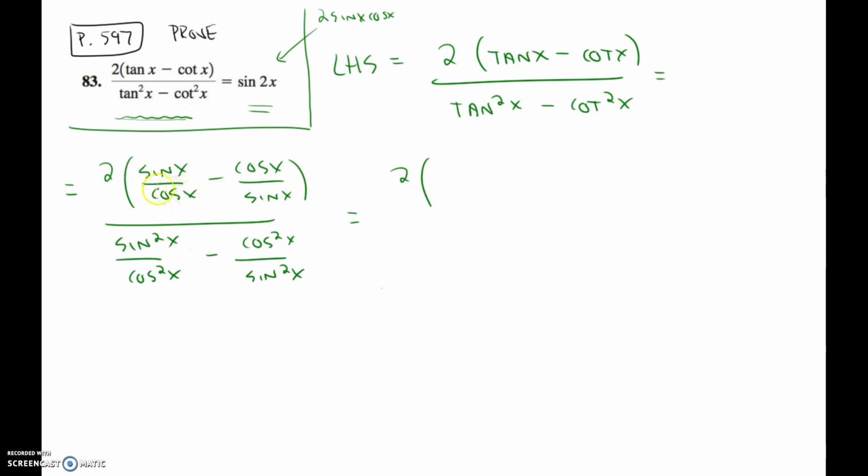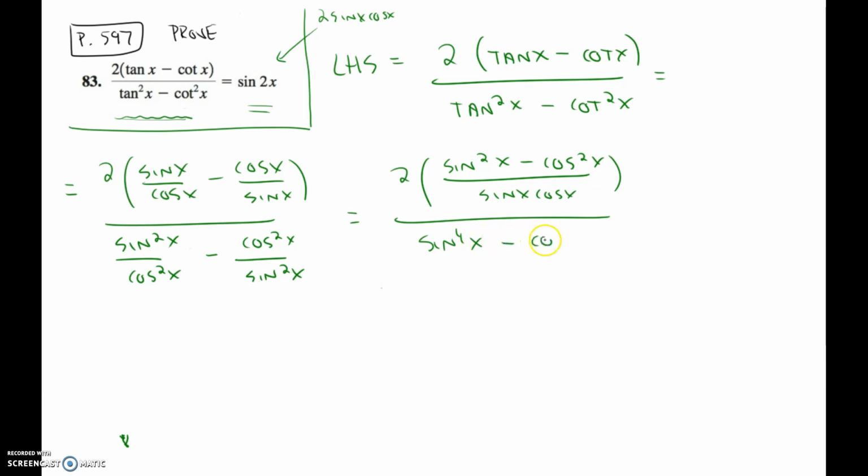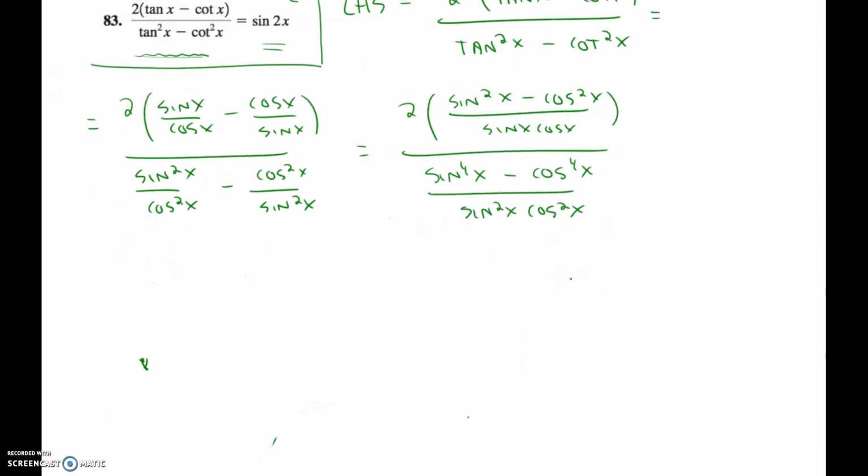2, this is going to multiply by sine over sine, this cosine over cosine, so that's sine squared minus cosine squared x over sine x cosine x. So here I'm going to multiply this by sine squared over sine squared, which is going to give me sine to the 4th of x minus cosine to the 4th of x over sine squared x cosine squared x.